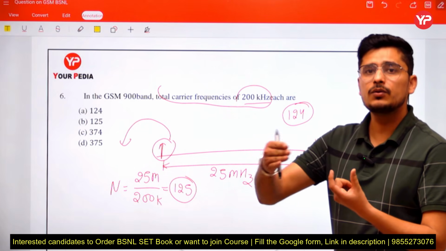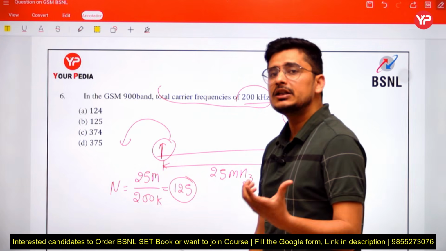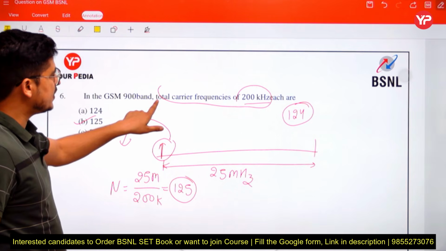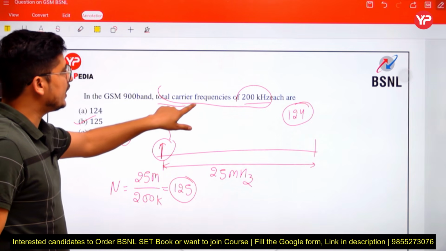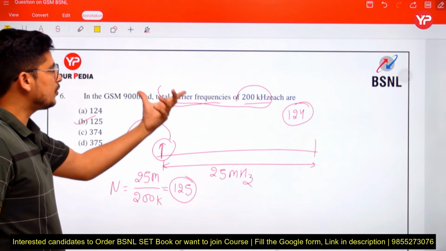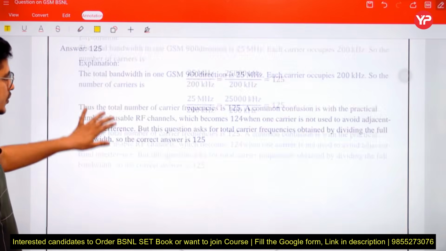I'm again saying, the lowest frequency we are not using as a carrier, to eliminate the interference. So the answer for this question: if he is asking for the total used carrier frequencies, then my answer is 124. If he is talking about total carrier frequencies, then my answer is 125.